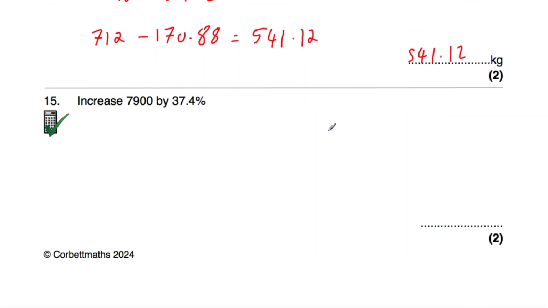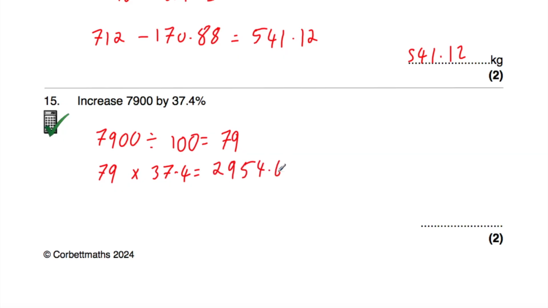Okay, let's look at our next question, question number 15. So question number 15, we've been asked to increase 7,900 by 37.4%. So we want to increase it, so it means we're going to want to work out 37.4% and add it on. So one approach is to take our 7,900 and divide it by 100 to find 1%, and that's equal to 79. And then if we take the 79, we can multiply that by 37.4, and that'll tell us what 37.4% is. So 79 multiplied by 37.4 is equal to 2,954.6. So that's what 37.4% is.